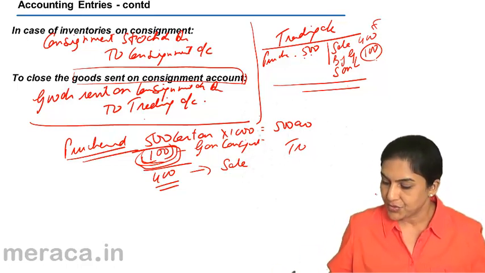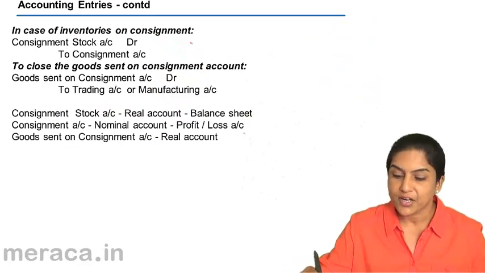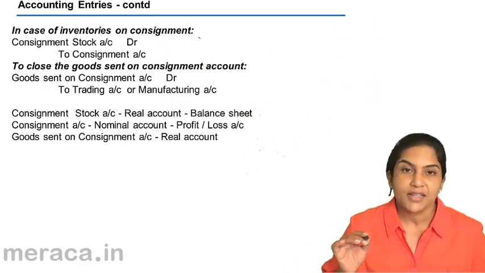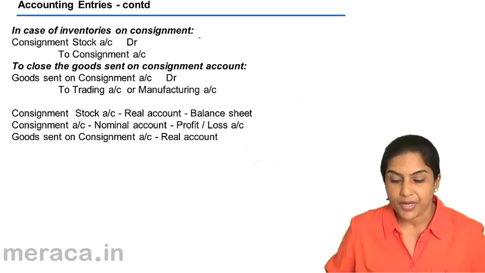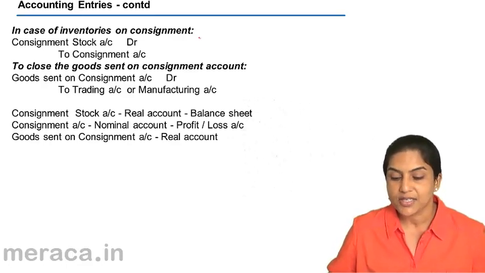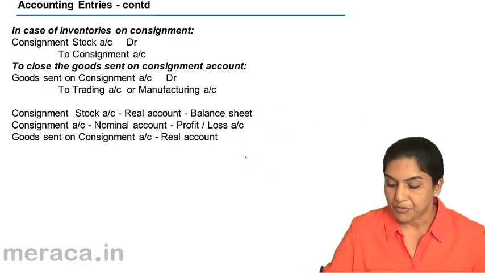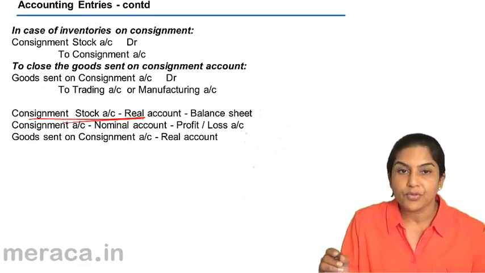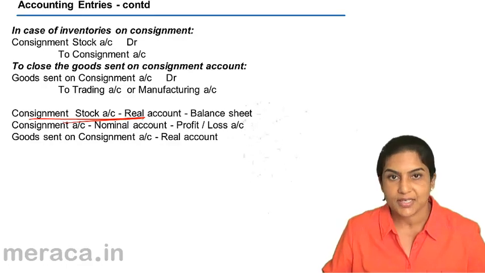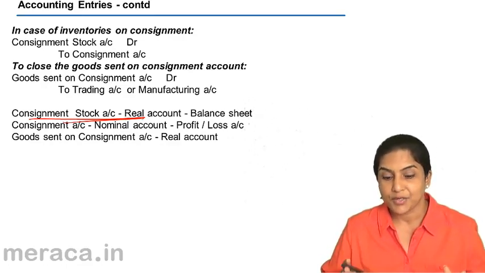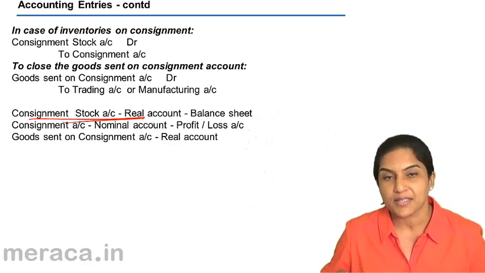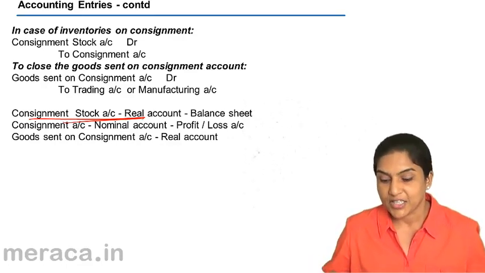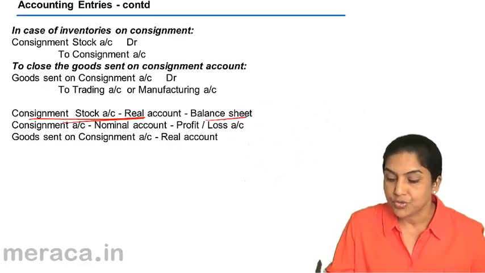Okay, let us just revise this once more. So when there is a closing stock on consignment, the entry is consignment stock account debit to consignment. To close the goods sent on consignment, we say goods sent on consignment account debit to trading or manufacturing account. What is the nature of these accounts? Consignment stock, mind you, that is an asset which is carried forward to the next year. It will be the opening balance when we prepare the consignment account in the next period. It's an asset, it's shown in the balance sheet.